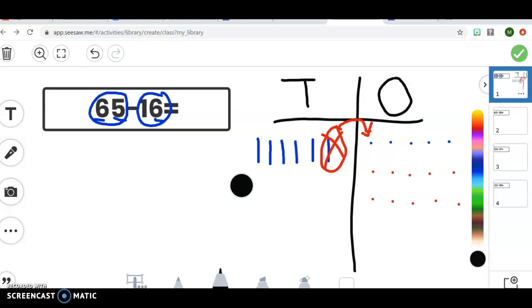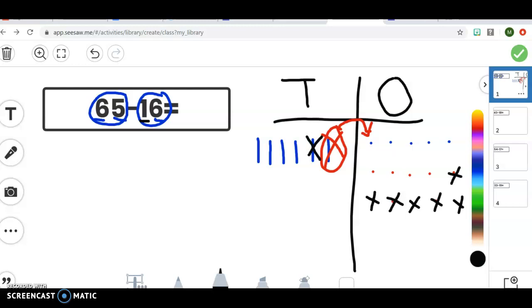So let me do that. 1, 2, 3, 4, 5, 6. And you can do X's over them, or you can do a slash over them. I prefer X's. It just helps my brain remember not to count those anymore. But wait, we're not finished yet. Now we need to take 1 ten away because there's 1 ten in 16. There it goes.